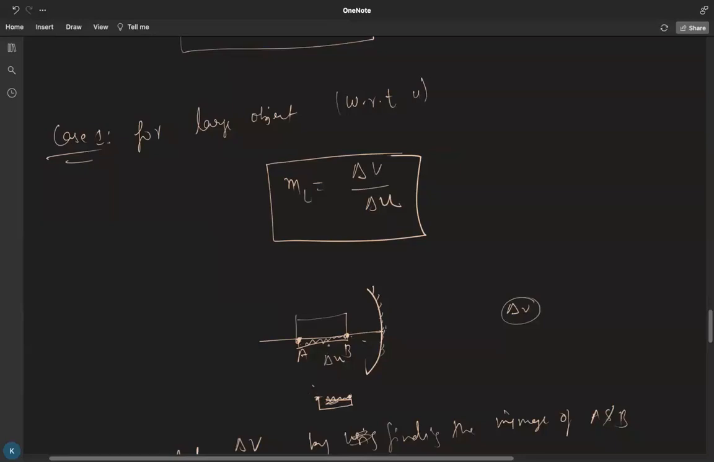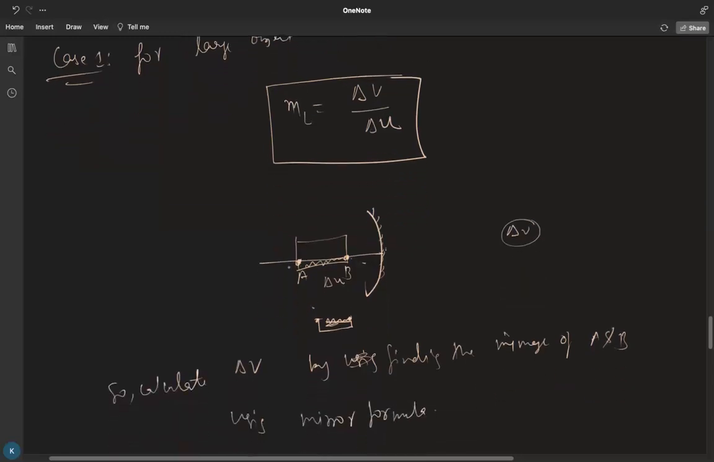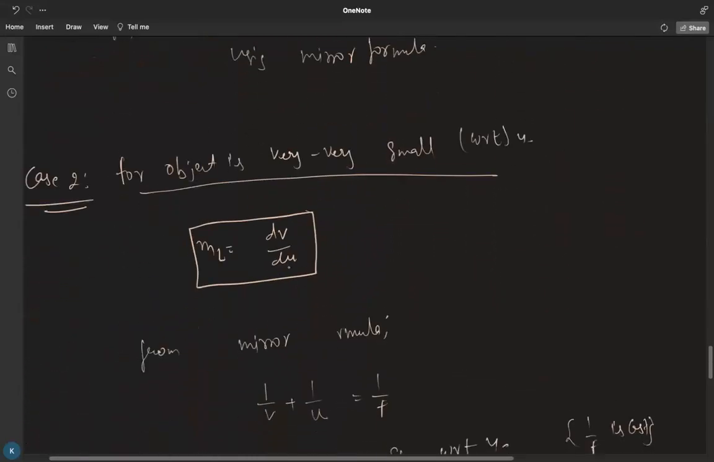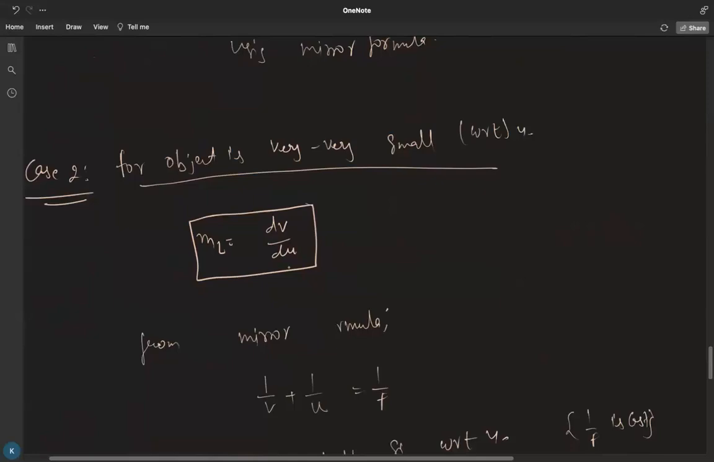Just find the images of the extreme points. When you find the images of the extreme points, you automatically get the image between them. So you are able to calculate the delta V by using the mirror formula, right? The next case I will discuss is what if our object is very very small.